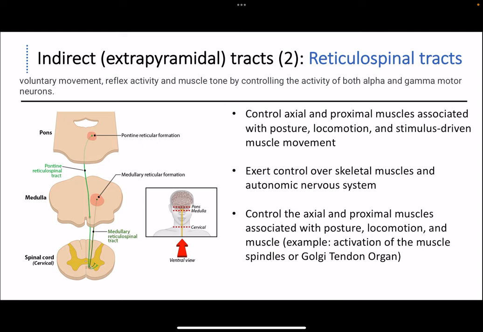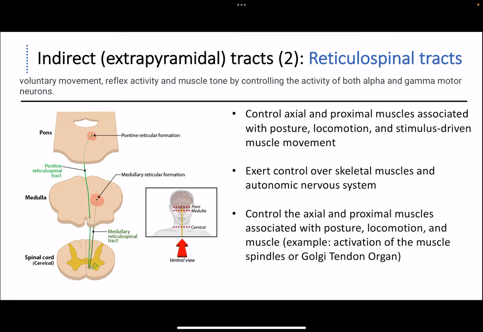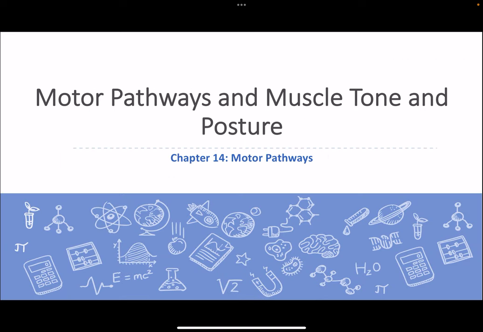So again, reticulospinal and the previous vestibulospinal here, these are both indirect, extrapyramidal. We do not control them. And then the two that we talked about before that, the corticospinal and the corticobulbar, are both voluntary. They're both direct pyramidal pathways, and you do have control over them, right? So we'll end here with this part, and then we'll pick up in our next part talking about muscle tone and posture. We'll also talk a little bit about something called Golgi tendon organs and muscle spindles as well.